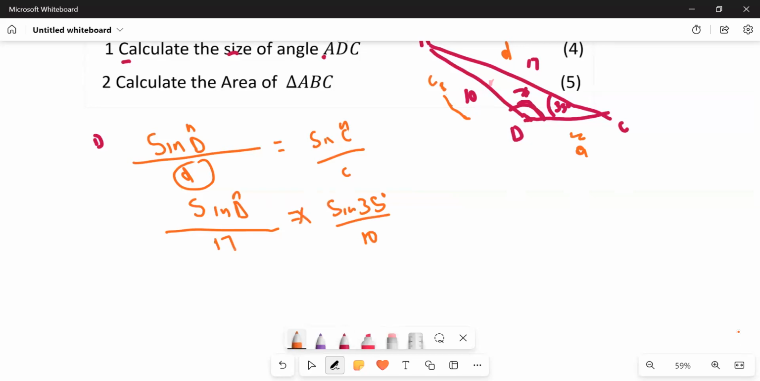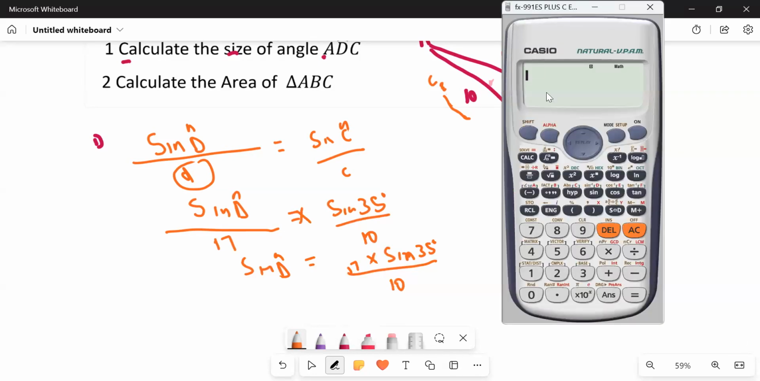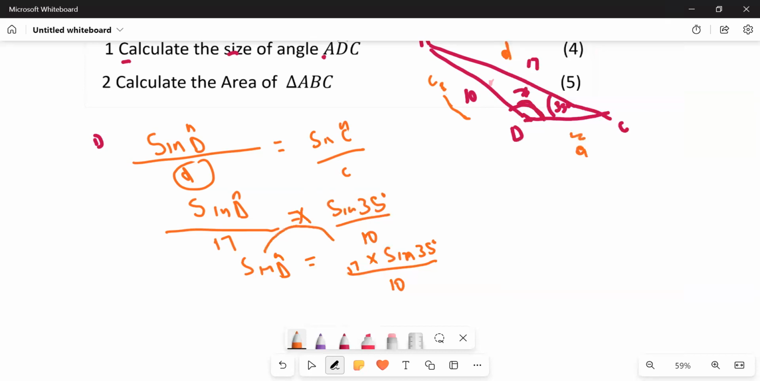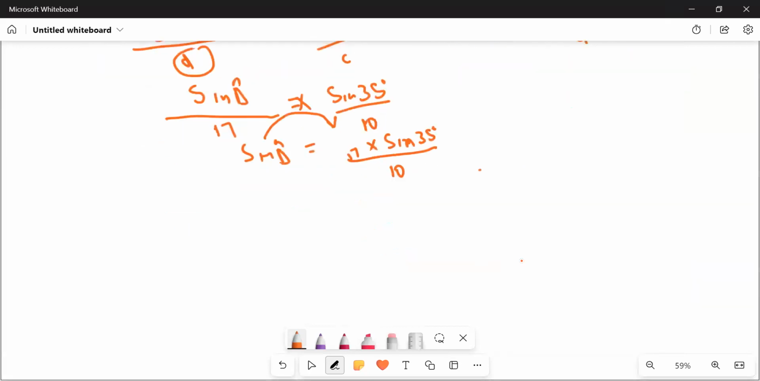Cross multiply. Okay, we have the sine of D again, which is going to be 17 multiplied by the sine of 35, all over 10. Okay, so here if we do this in our calculator, let's also transpose the sine again, take it to the other side, and then it becomes an arc again, so that when we type it, we avoid making mistakes.